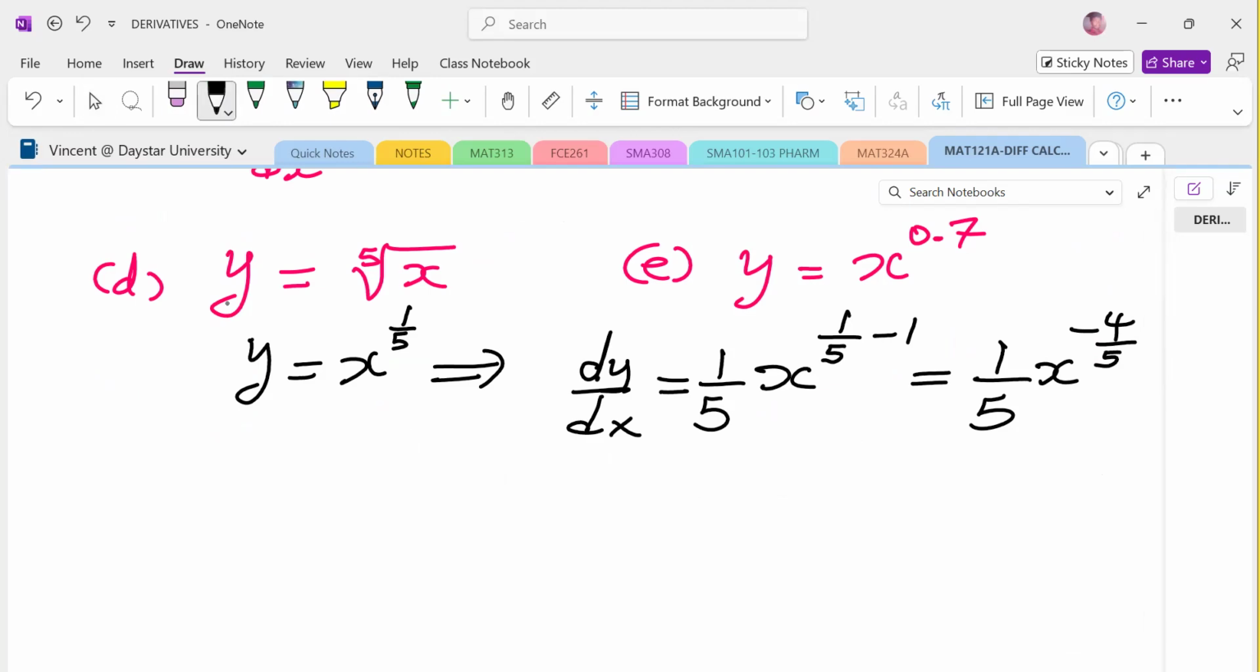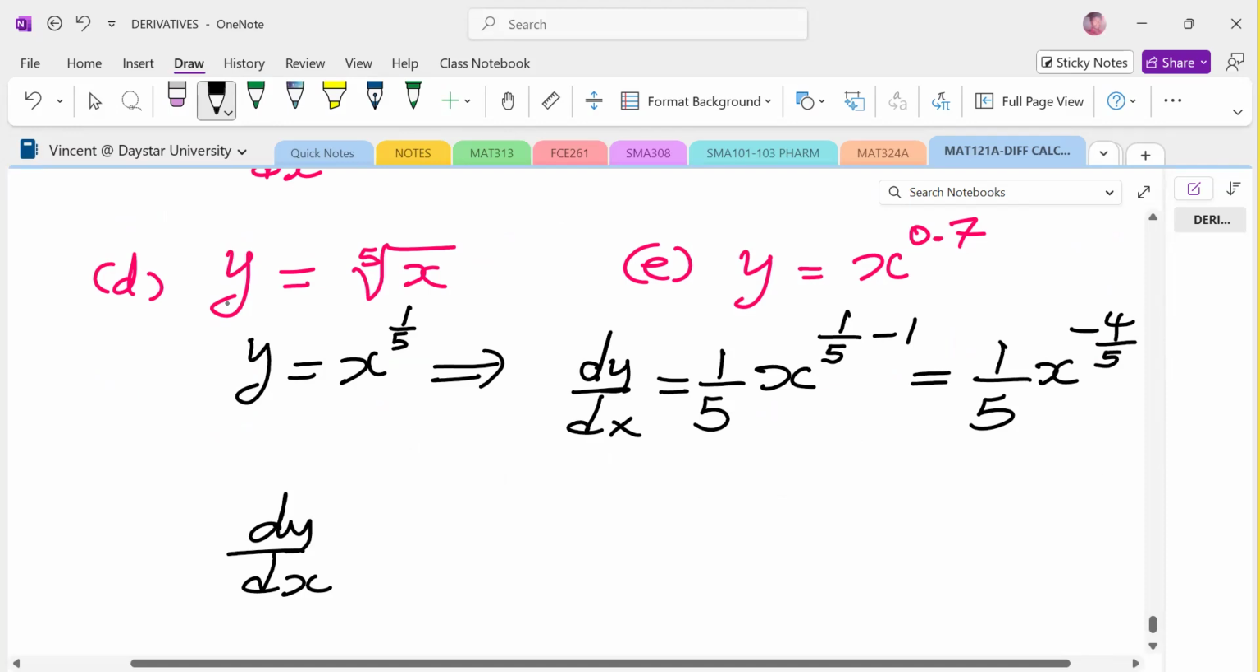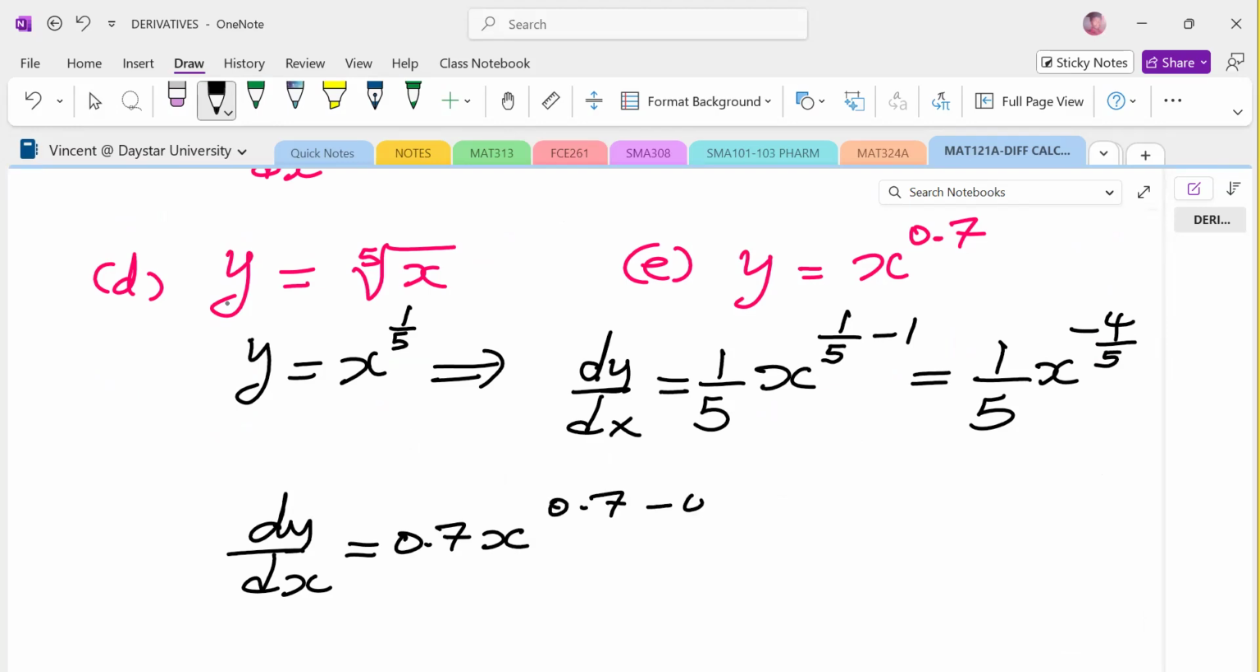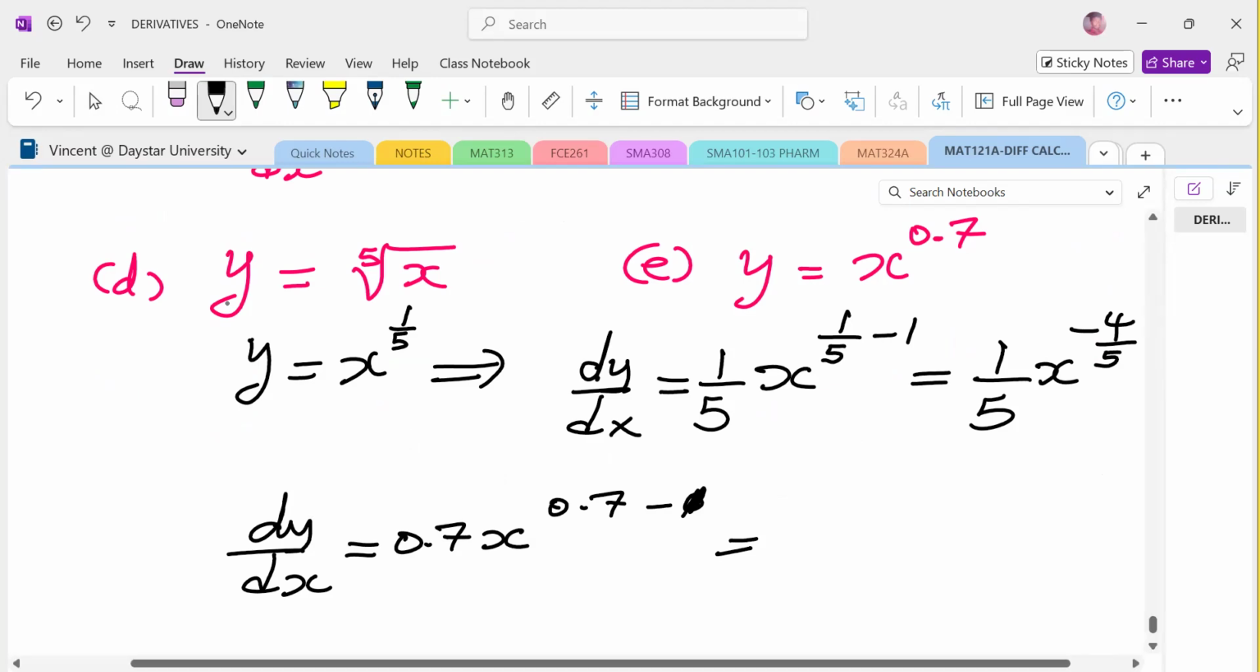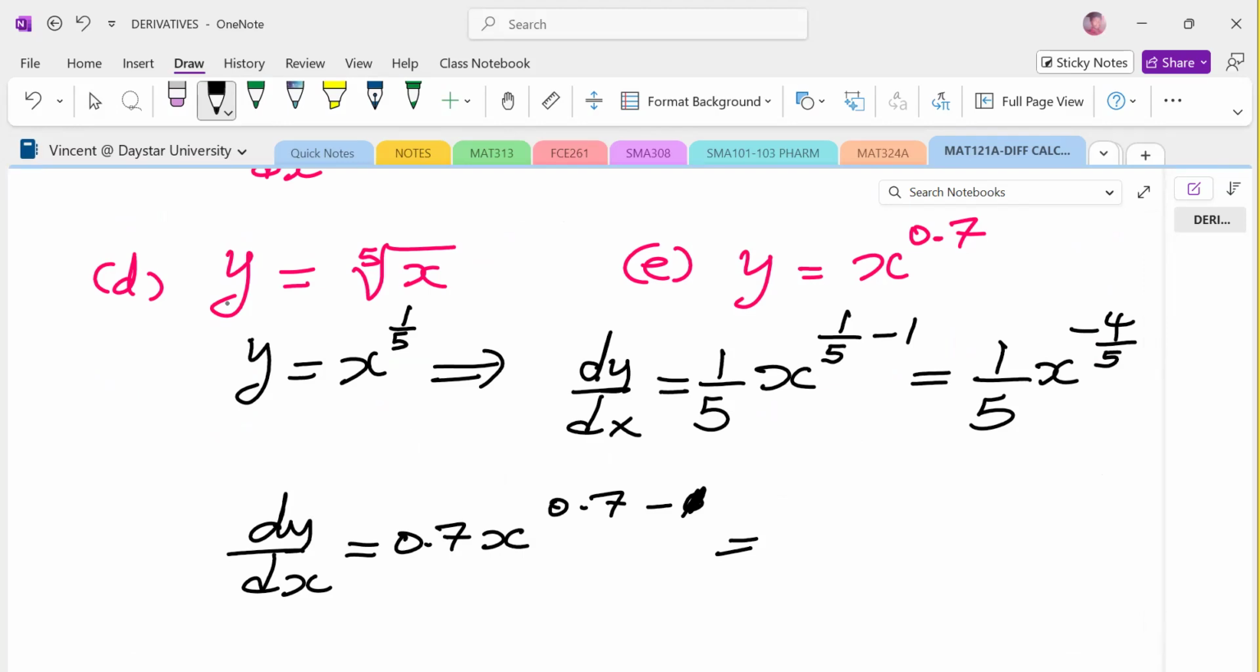Then the dy dx for y equals x power 0.7, you drop the 0.7, then subtract 1 from 0.7. So 0.7 minus 1 is minus 0.3. So therefore, we'll have 0.7 x power minus 0.3.